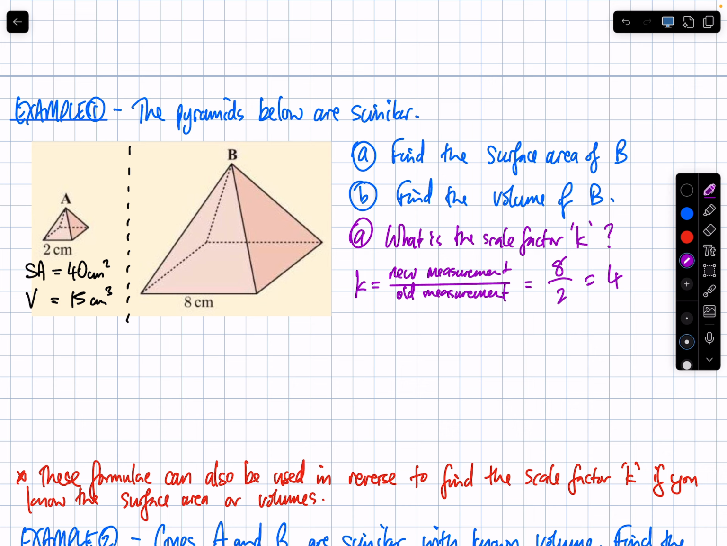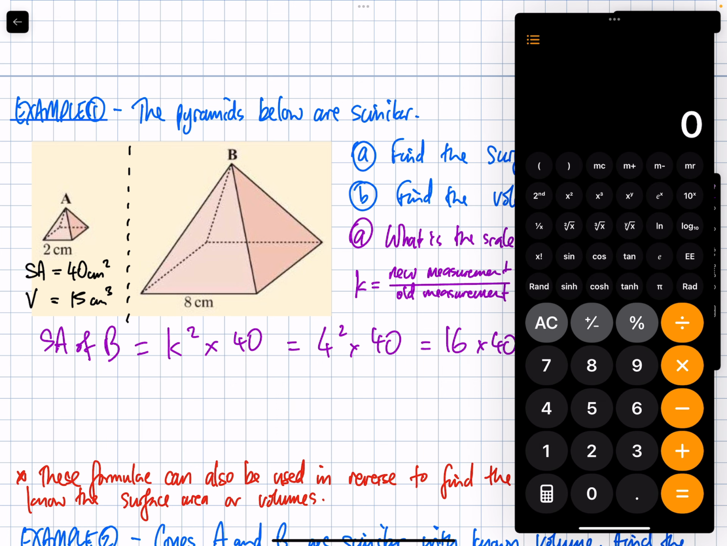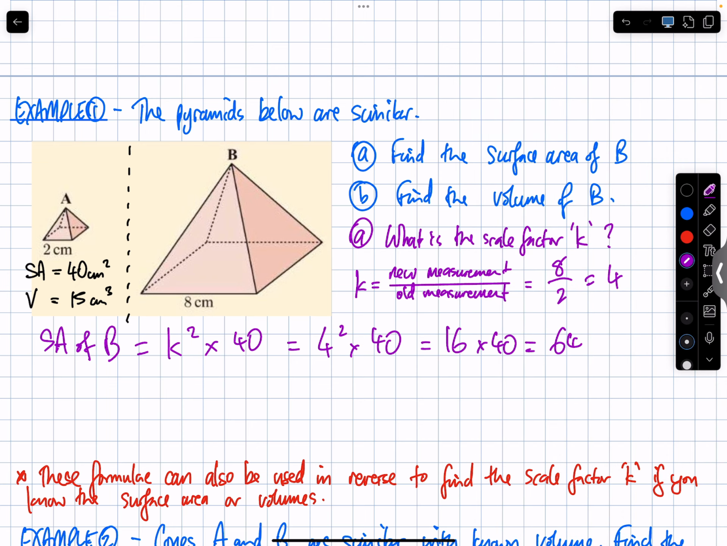So using this formula, the new area, the surface area of B, is going to be k squared times the old area of 40, which is equal to 4 squared times 40, which is equal to 16 times 40, which is equal to 640 square centimeters.